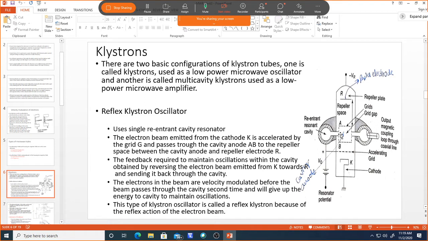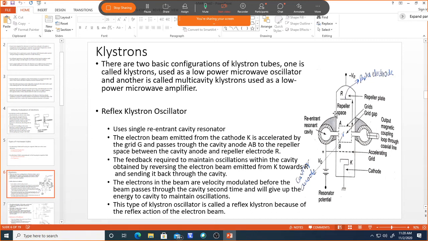Okay, so now this uses a single re-entrant cavity resonator. As I said, there is a cathode K and an accelerating grid G, and also there is a cavity anode AB. And also there is a repeller which is connected to the negative potential, that is R. Now, to maintain the oscillations, feedback is required to this cavity. The electrons which are produced by the cathode will be accelerated through this anode and will be collected in the cavity.